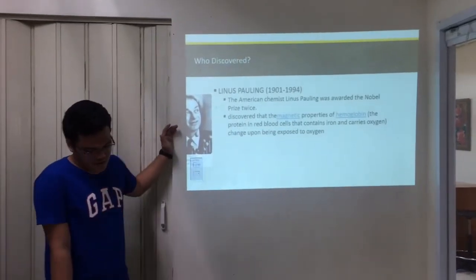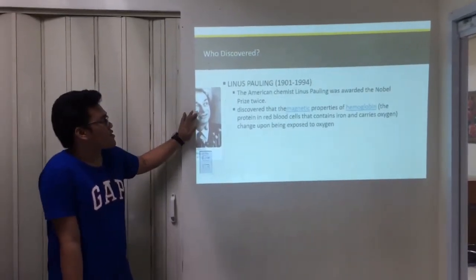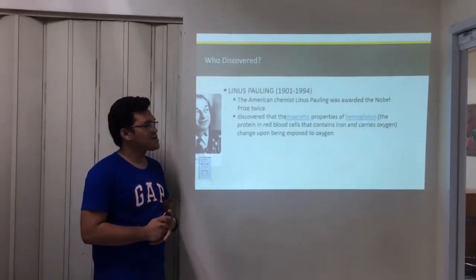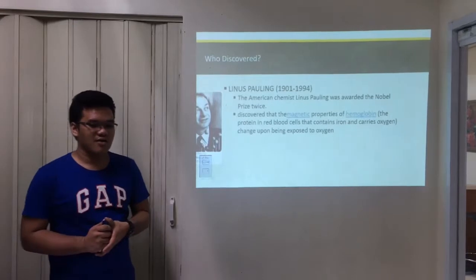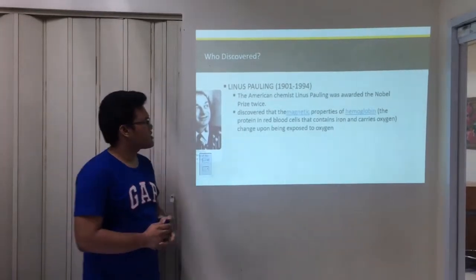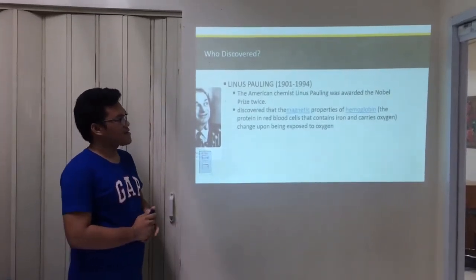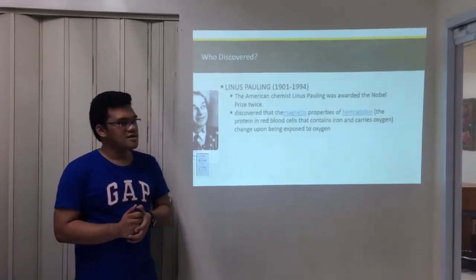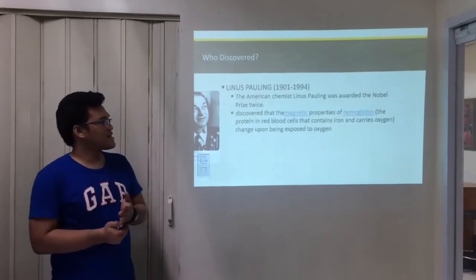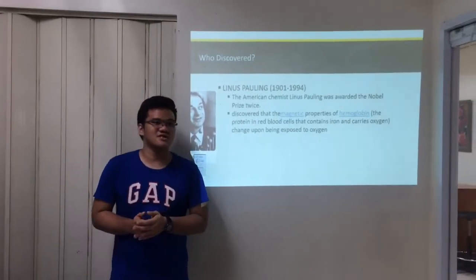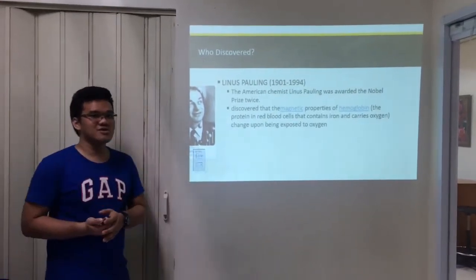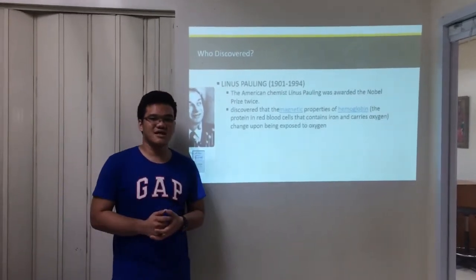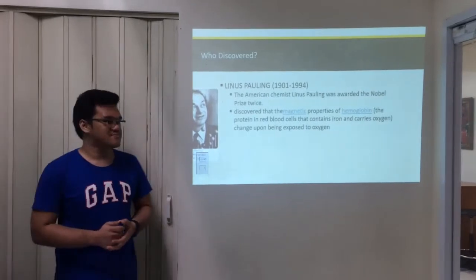we first focus on who discovered protein, which is Linus Pauling. Linus Pauling is an American chemist who was awarded a Nobel Prize twice, and he discovered the magnetic properties of hemoglobin that change upon being exposed to oxygen. Moreover, he is also the founder of molecular biology and discovered the spiral structure of protein.